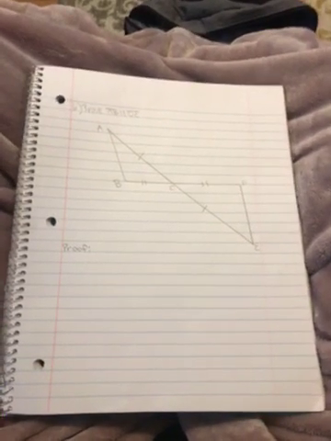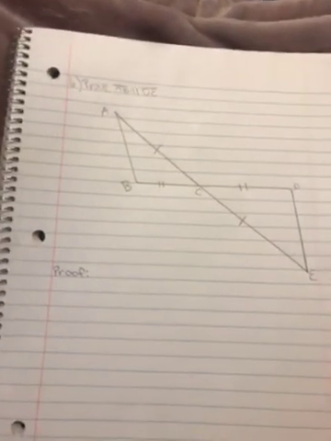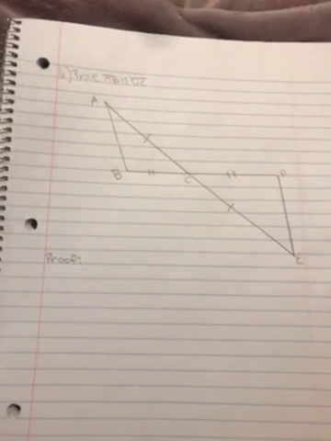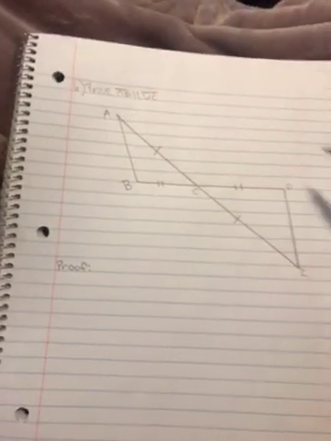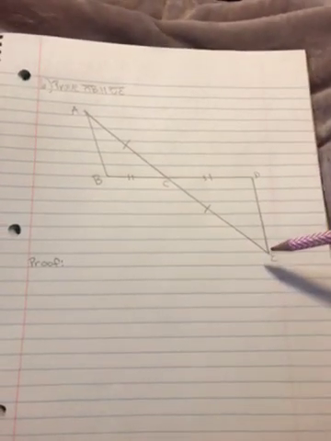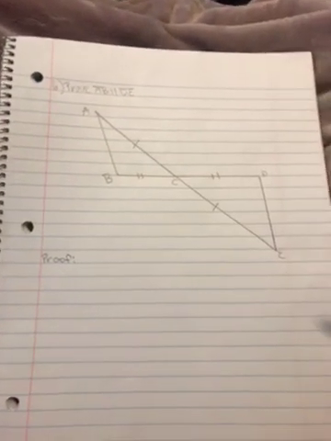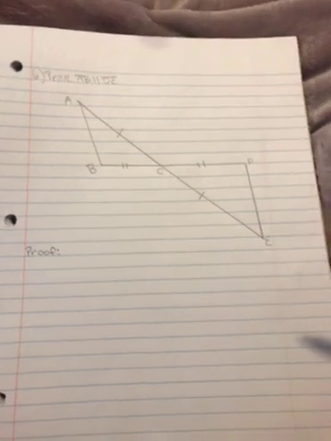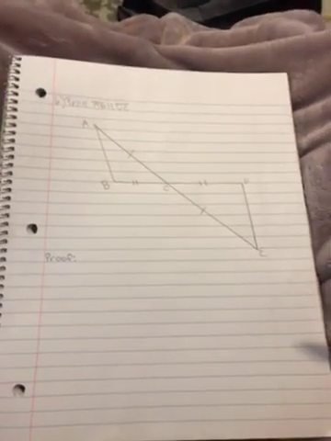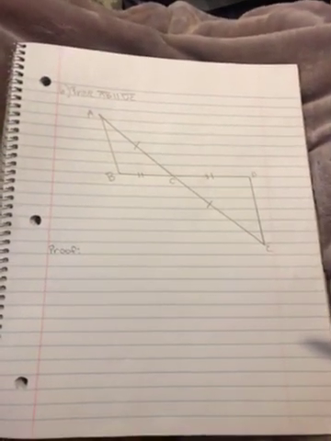Okay, so today we're going to be solving this problem, which is to prove that lines AB and DE are parallel to each other. So we're going to start by having these shapes, and I've copied them onto my notebook, so hopefully they look a lot like the shapes that are in the actual book.